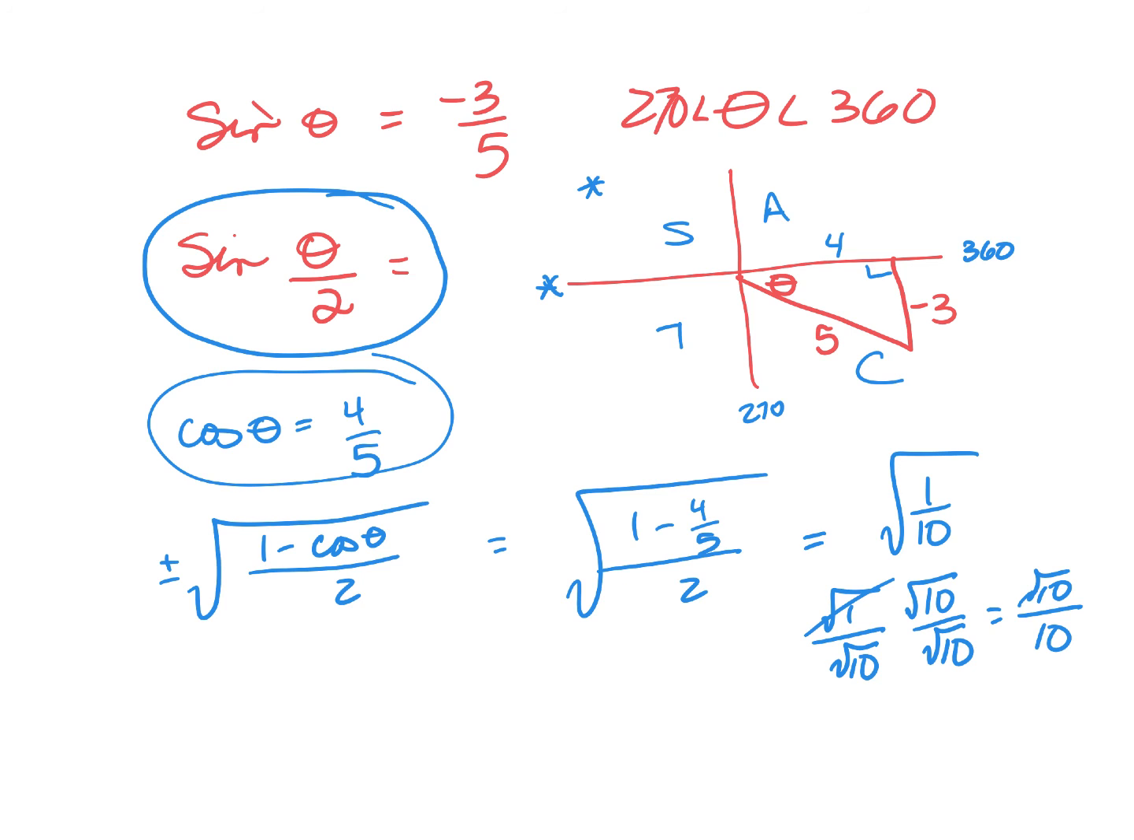When I divide an angle in the fourth quadrant by 2, it's going to be somewhere in here. So is the sign positive or negative in the second quadrant? Look at your unit circle. The second number is positive. So the answer should be just root 10 over 10.